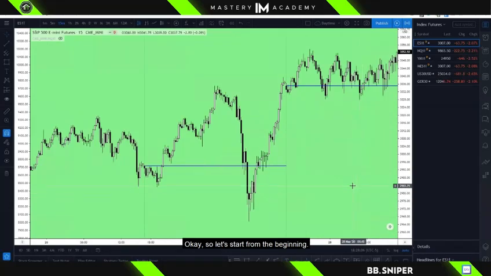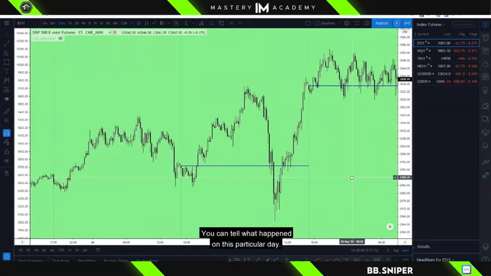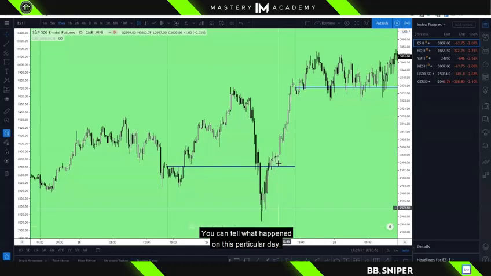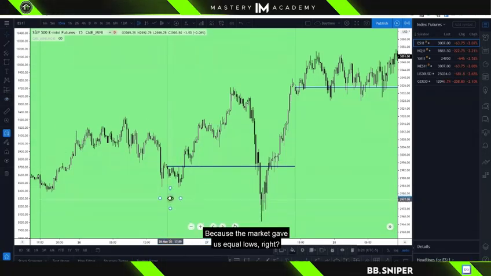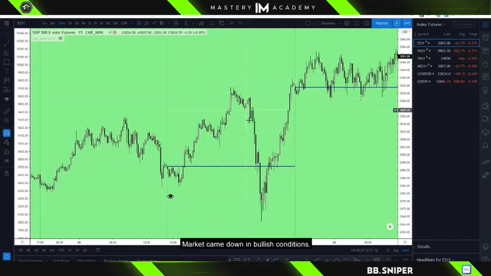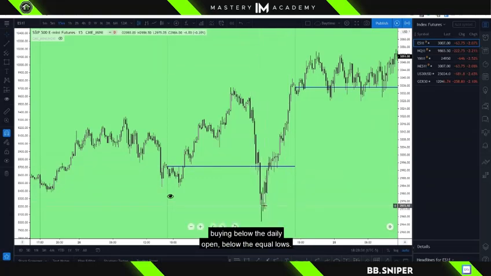Okay, so let's start from the beginning, right? You can tell what happened on this particular day. Well, price rallied, and then our 8:30 open was here. It drops down. What does it leave here though? Why did it drop down like that? Because the market gave us equal lows, right? Market came down in bullish conditions. This is our open. We would essentially be buying below the daily open, below the equal lows. You see how the market reacts beautifully.